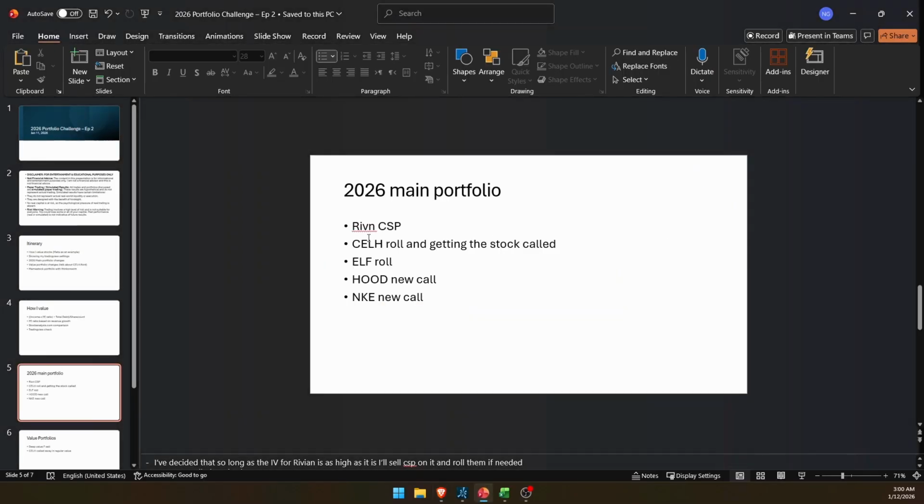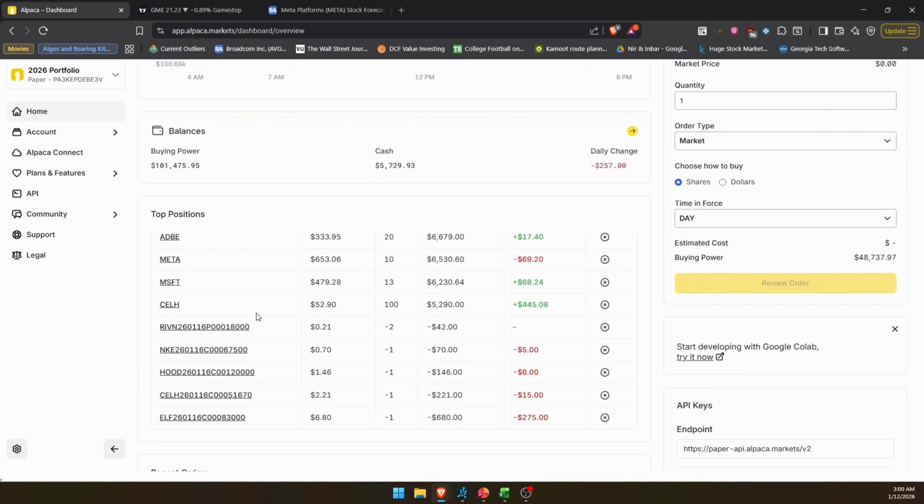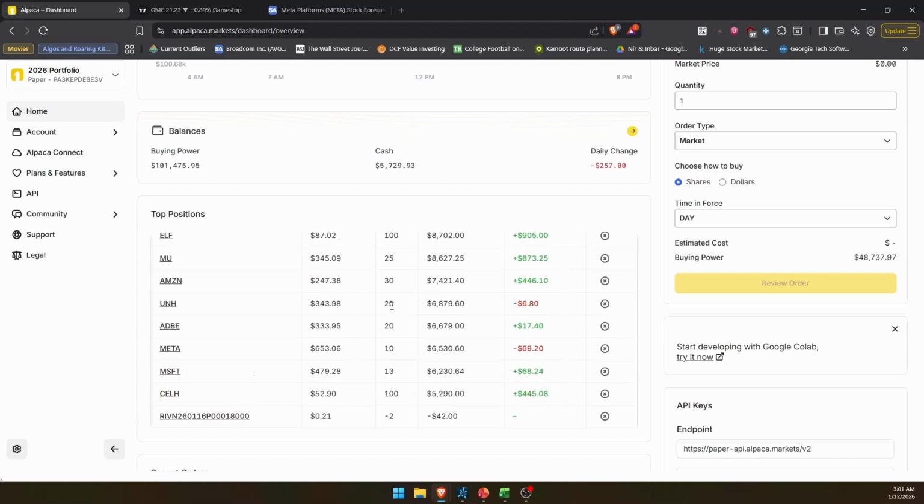Other changes. So the Celsius thing, we can go to Celsius. As you can see, I had 200. There's only 100 left. Half of that got called away. Half of it got rolled to the 51.67. So that's in this portfolio. The other portfolio did get called away.